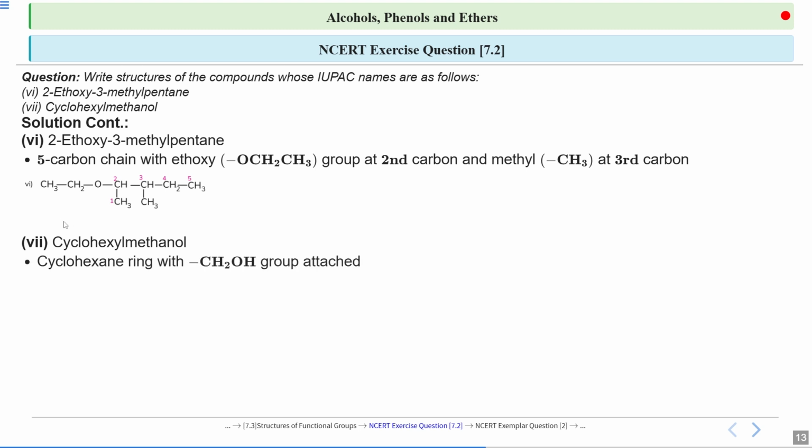Then comes the seventh compound, cyclohexyl methanol. So we have cyclo. Cyclohexyl methanol means you have a cyclohexane ring as the parent ring with a CH2OH, that means methanol group, attached at the first carbon, you can say. So you get this structure of cyclohexyl methanol. The first carbon is attached with CH2OH, the methanol substituent.